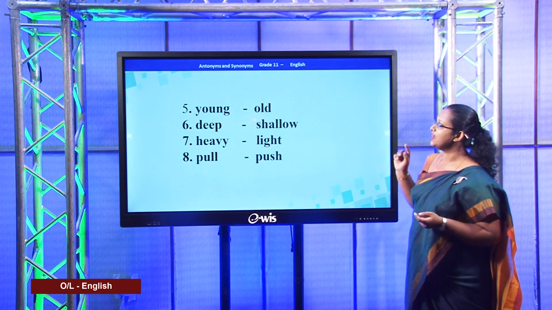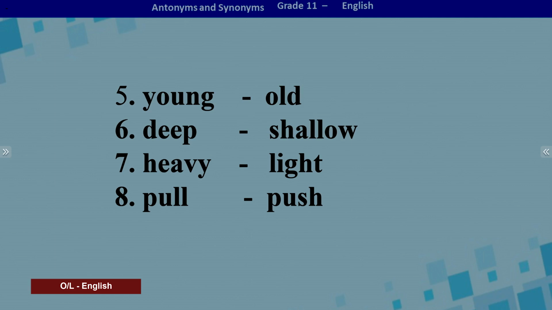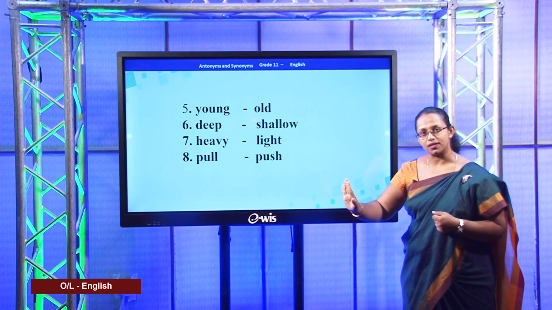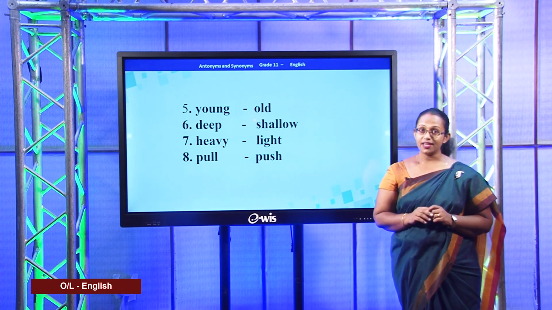Right, children. Again, I am going to check your memory, whether you remember the words. The opposite of young was old. The two ladies and the two tanks, deep and shallow. The elephant and the bird, heavy and light. And the two cars. One was pulling the car and the other one was pushing the car. Opposite of pull is push. Okay, children, I think now you have got an idea about antonyms, opposite words. Right, let's move on to a simple activity now.